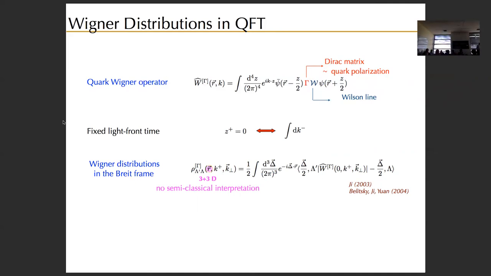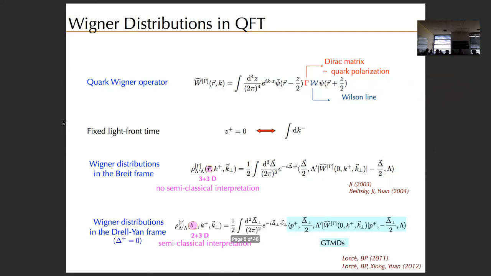But as was discussed this morning by Matthias, if you take the matrix element in this Breit frame, you cannot have a quasi-probabilistic interpretation of this object. So what we did, we introduced a matrix element in the Drell-Yan frame. The Drell-Yan frame means that you have zero longitudinal momentum transfer, so Delta plus is zero, and again, by shifting the operator to zero, now you have this two-dimensional Fourier transform, which gives you a Wigner distribution in two components for the coordinate space and three dimensions for the momentum space.